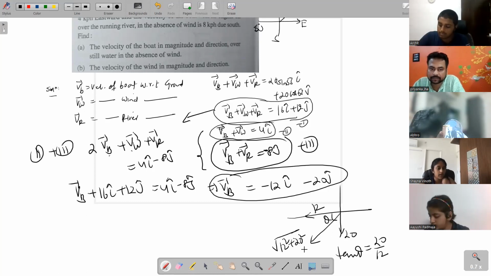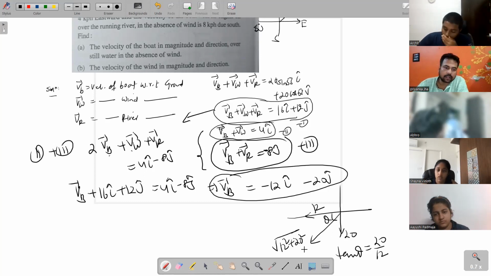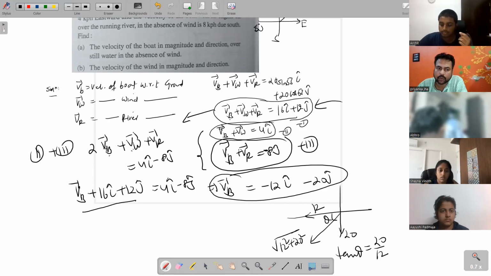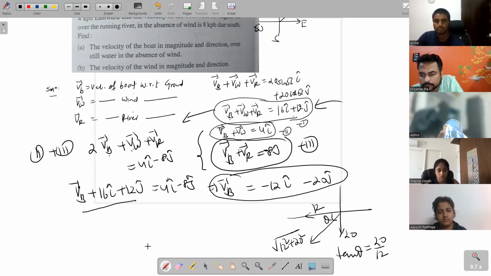Sir, can you explain again how you did the VB plus 16i plus 12j? Ma'am, just use this equation. You have VB plus VW plus VR. So VW plus VR you have. Just borrow one VB from here, so one VB will be left. And for that, you just have to substitute this value and then simplify. Okay. But now this is a very easy question. Velocity of wind. So you just have to find VW. Right?